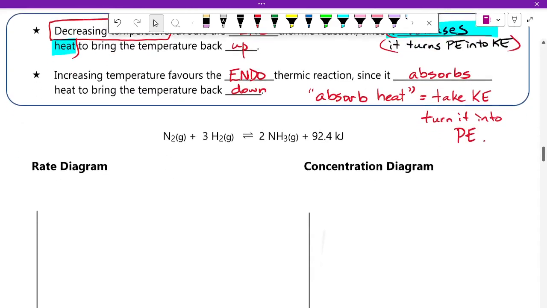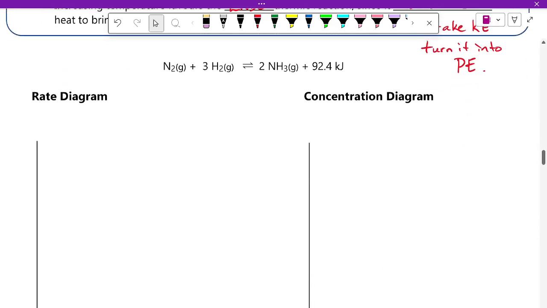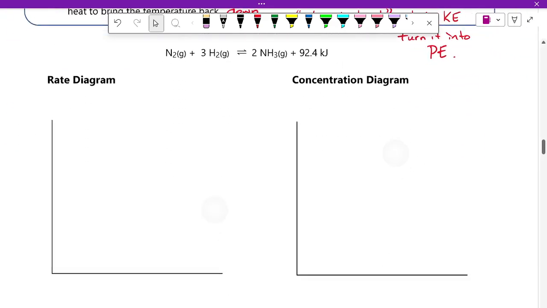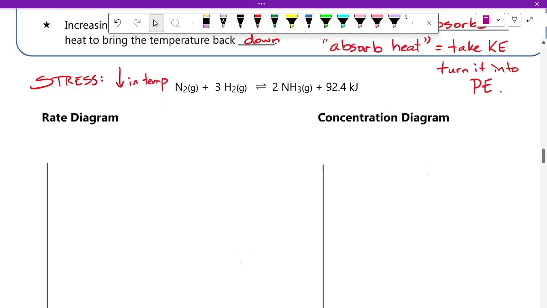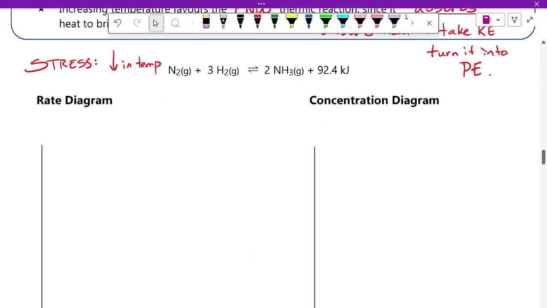Okay. Rate diagram, concentration diagram. We are going to do this when our stress is a decrease in temperature. Do you guys think you can do it on your own? Or do you want me to walk you through it? You want to try it on your own? Try it on your own.